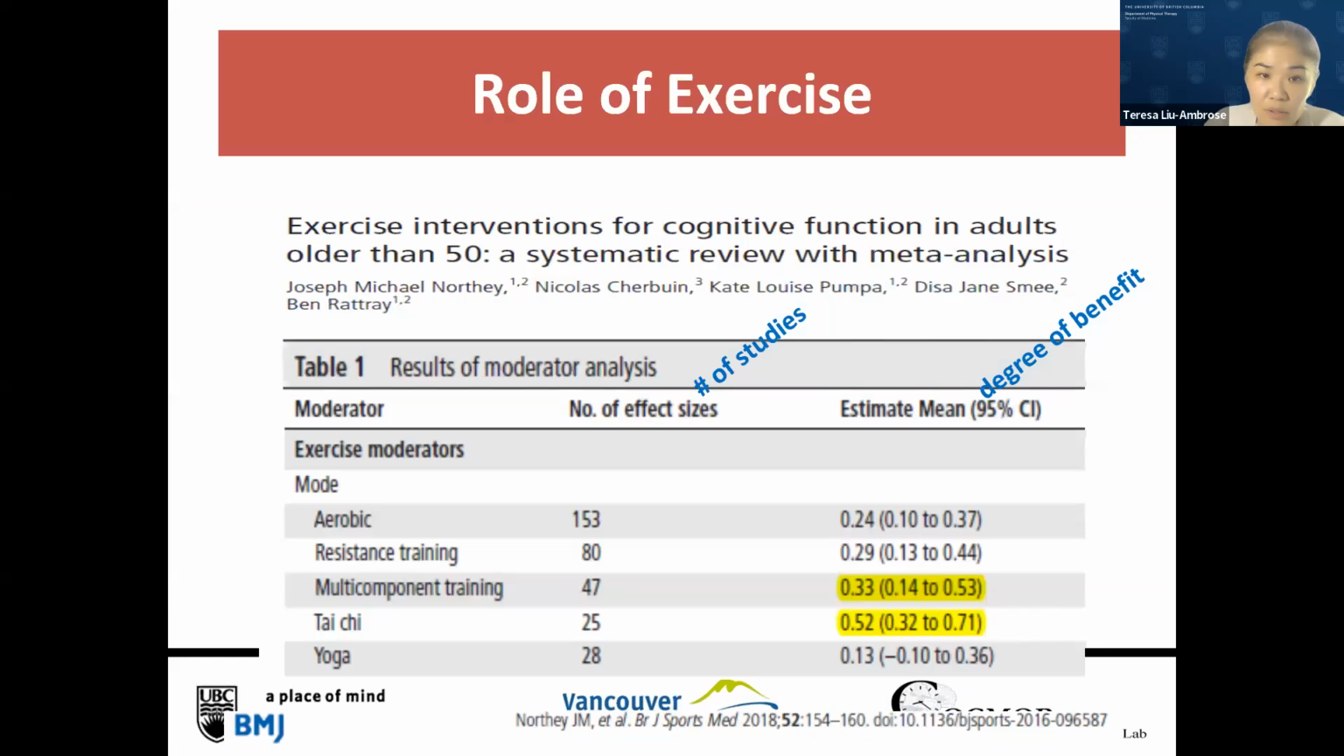And also a multitude of systematic reviews and meta-analyses highlight that various types of exercise training, whether it's aerobic exercise, resistance training, or multi-component, which would include different types of exercise training, as well as Tai Chi and yoga, can have benefits for cognitive function in older adults. So I just wanted to highlight this to really show that the benefits of exercise are beyond the physical aspects.